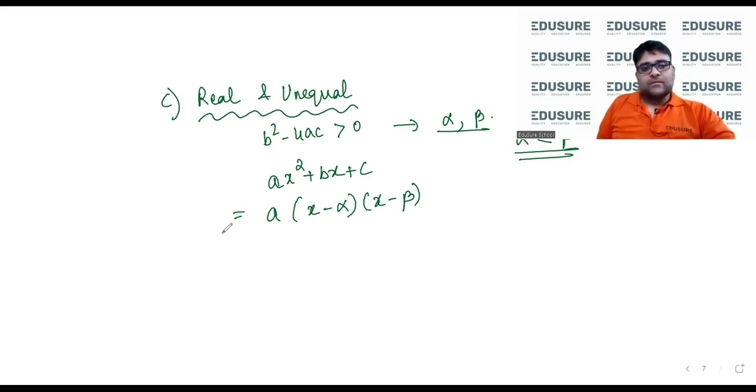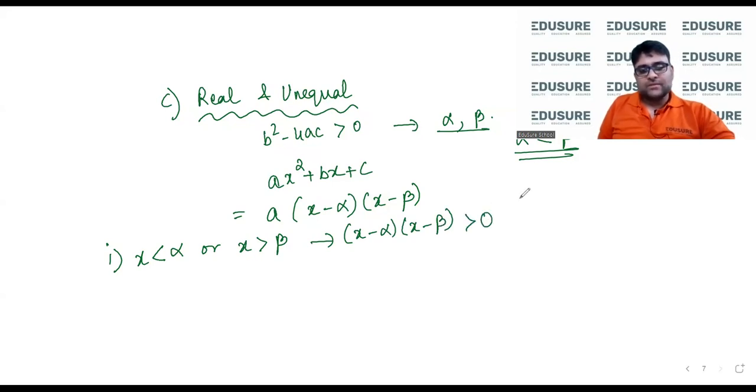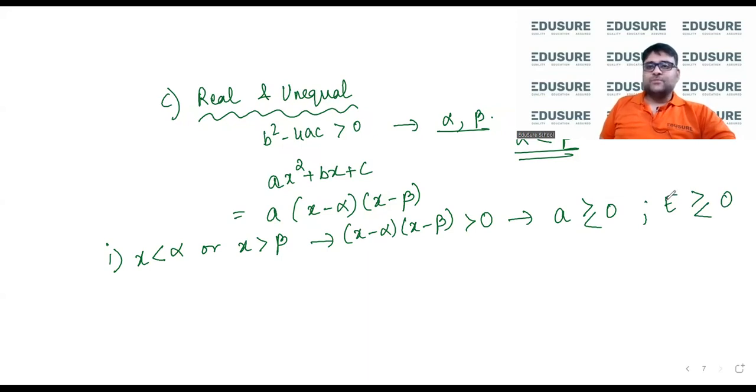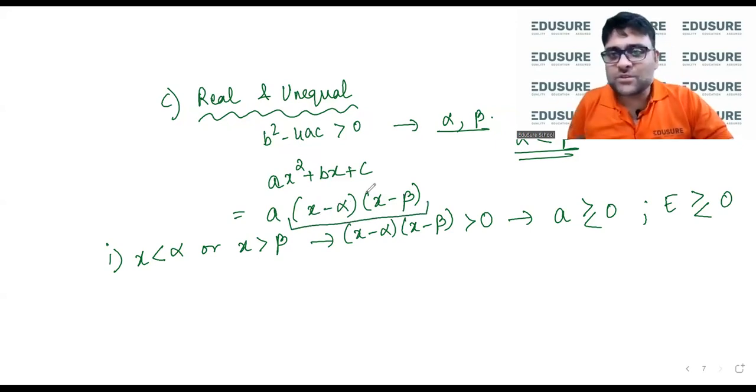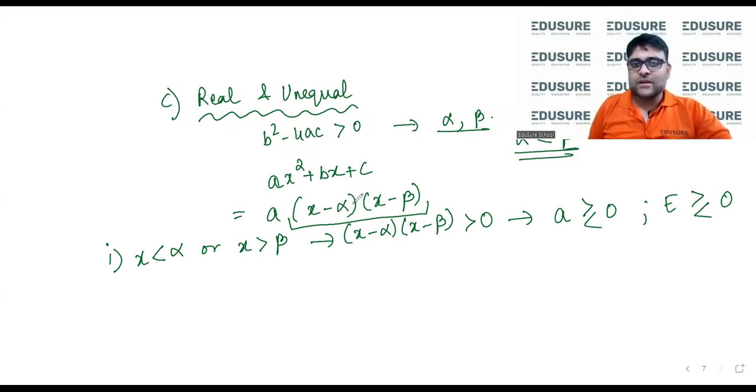Now, whenever x is less than alpha or whenever x is greater than beta, x minus alpha into x minus beta will be positive. Hence, if a is positive negative, expression will also be positive negative. So if a is positive, expression positive, a is negative, expression negative, because this part is positive. If x minus alpha into x minus beta is positive and a is also positive, expression positive. X minus alpha into x minus beta positive, a is negative, expression negative. That is what I'm saying here. As simple as that.